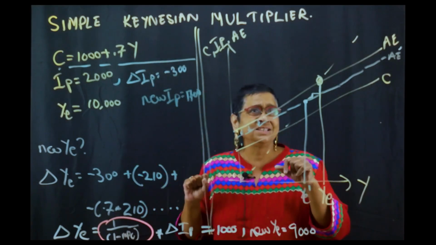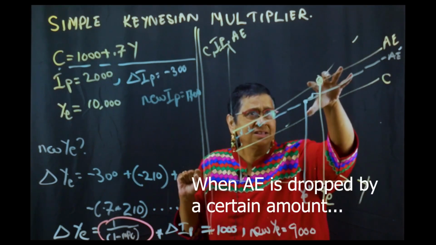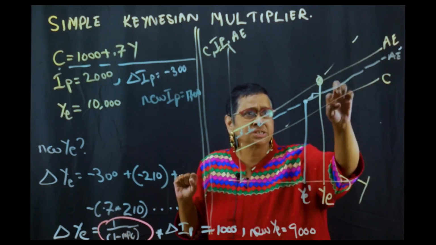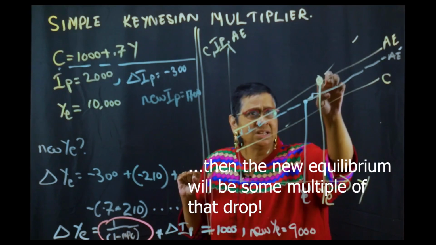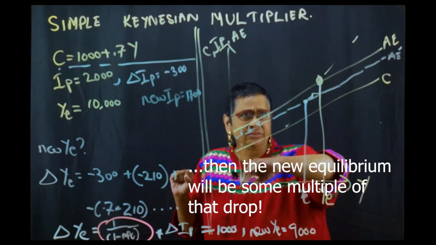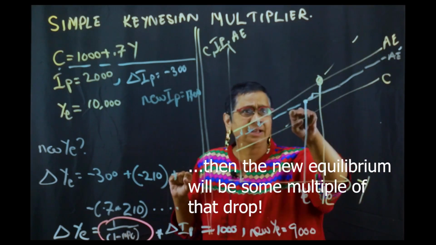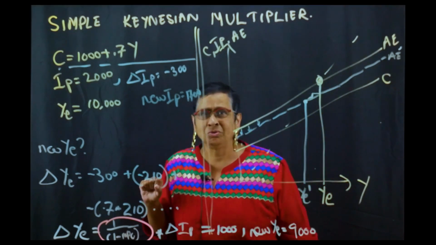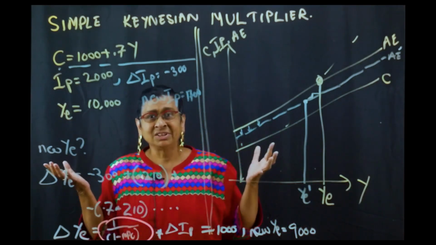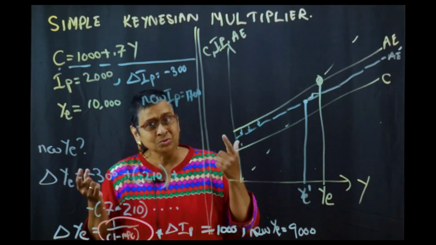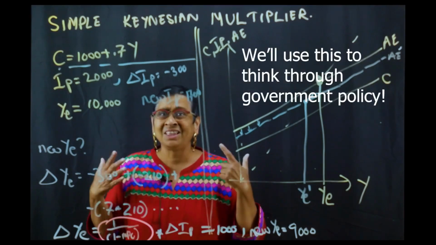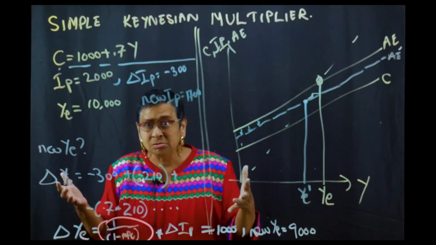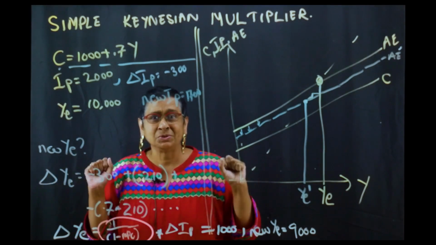So what the Keynesian multiplier is showing you is that when this goes down by a certain amount, aggregate expenditures drop by a certain amount, then the new equilibrium, the place where the 45-degree line will hit that expenditure line, is going to be some multiple of that drop. So this is the concept of the Keynesian multiplier, and we're going to use this concept as a way to think through government policy. What can the government do when we face these kinds of situations?